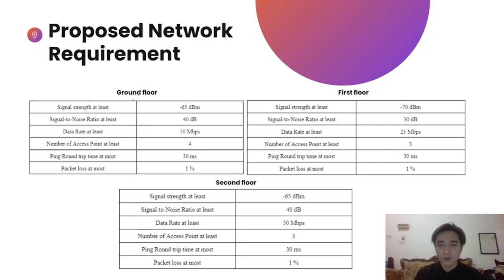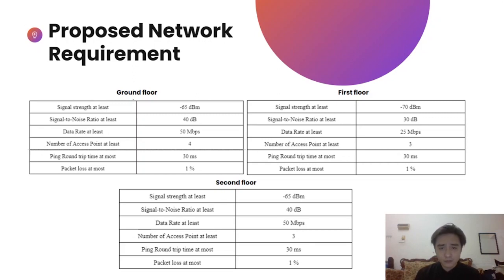On the first floor, there will be 3 access points. Ping round trip at most will be 30 ns and packet loss is also at most 1%. Second floor, there will be 3 access points. Ping round trip at most is 30 ns and packet loss at most is also 1%.